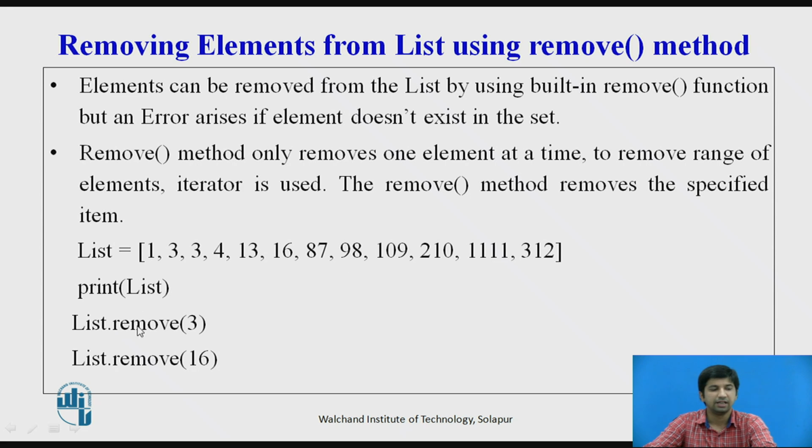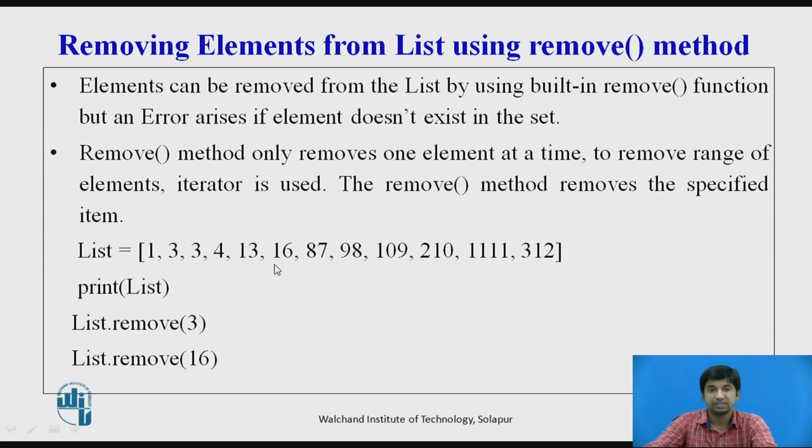Now I'll say list.remove(3). Now when it comes to 3, there are multiple 3s existing. Now what should I delete? It will delete the element encountered first. So here this element will be deleted. It will not be the second element. It can't delete both. The remove method will delete only one element at a time.